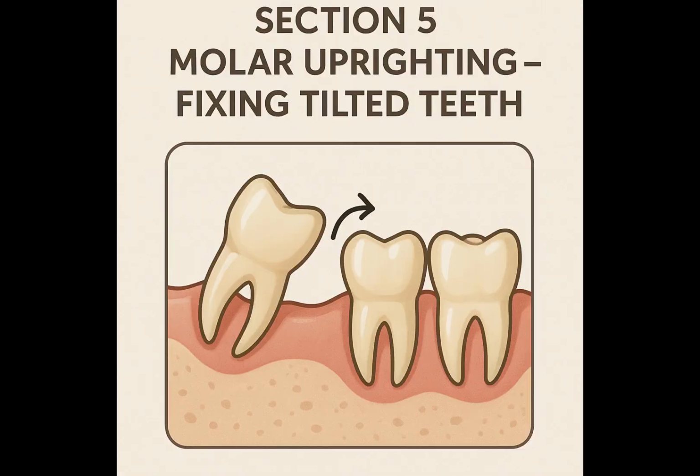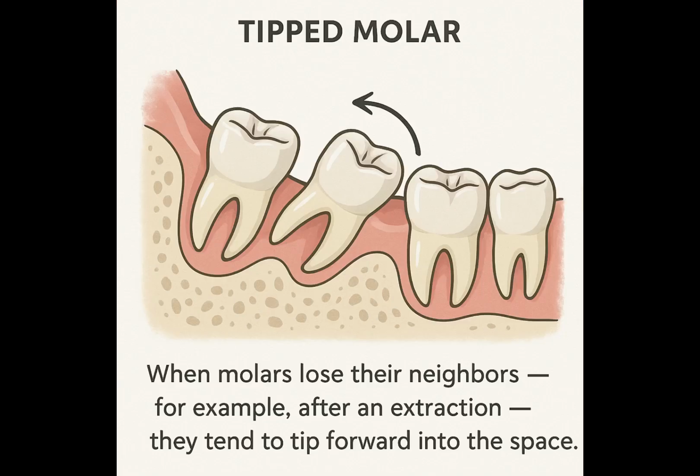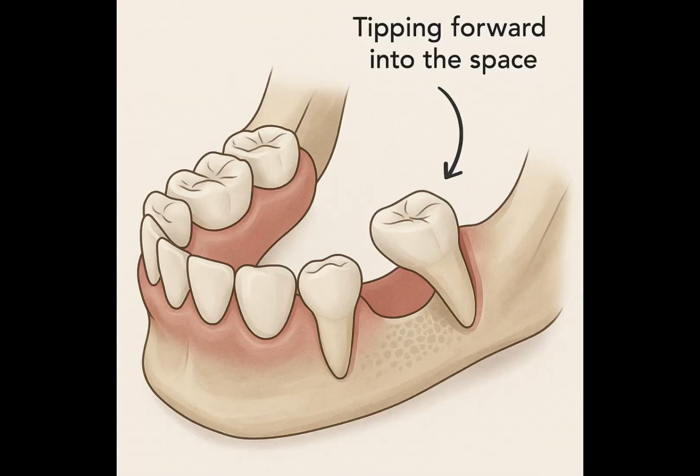Section 5. Molar uprighting. Fixing tilted teeth. When molars lose their neighbors, for example after an extraction, they tend to tip forward into the space. This creates occlusal problems, joint stress, and even bone loss.